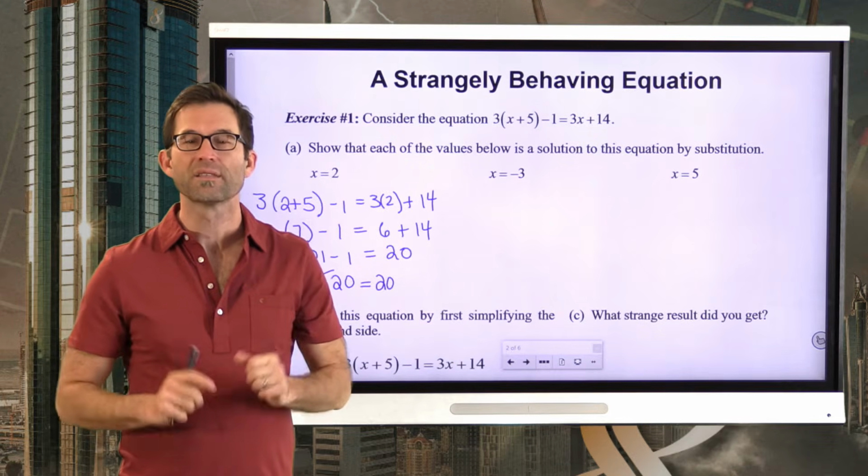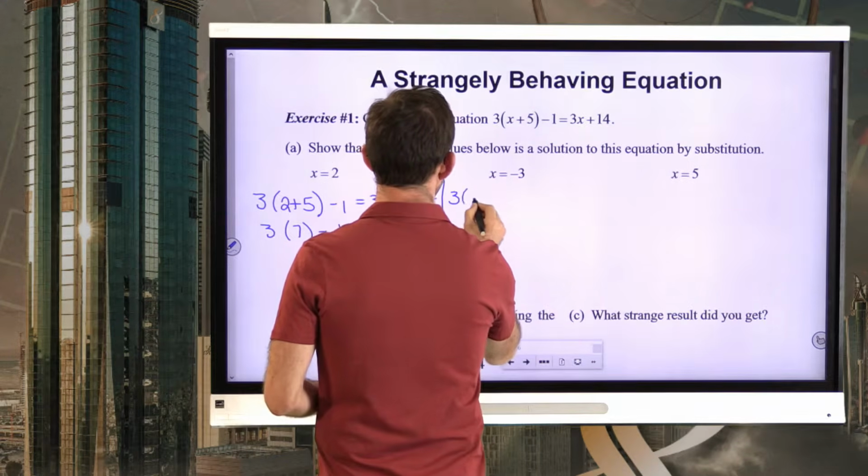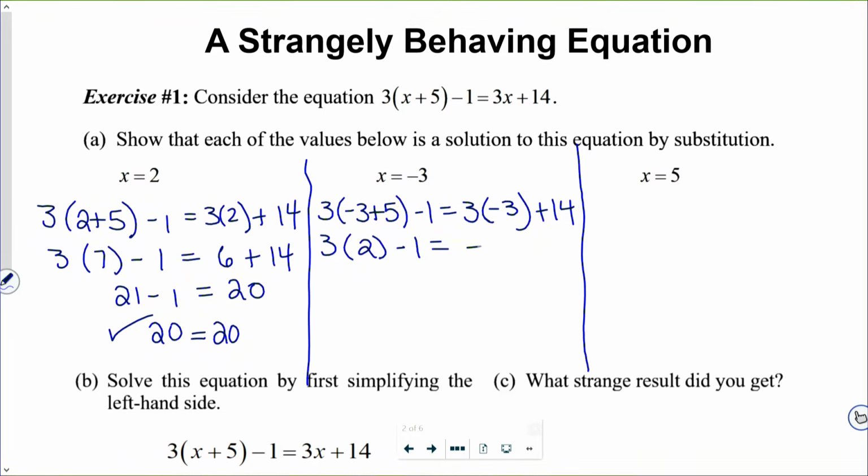All right, let's test x equals -3 and then x equals 5. So for x equals -3, we're going to have 3 times (-3 plus 5) minus 1 is equal to 3 times -3 plus 14. Draw a little line down here so we have some room for the next one. Here, just like before, -3 plus 5 is 2. Here, 3 times -3 is -9 plus 14. Here, 3 times 2 is 6 minus 1. Here I have -9 plus 14, which is 5. 6 minus 1 is 5. 5 equals 5. You bet. Let's do the other one right away.